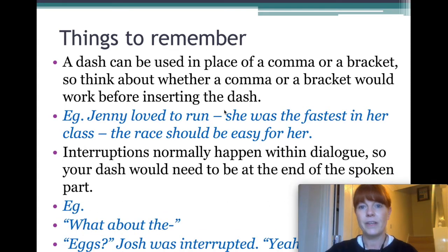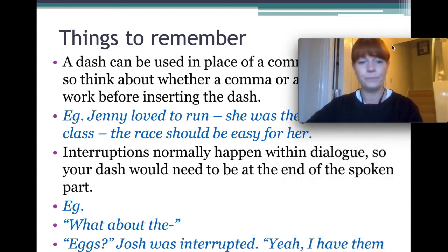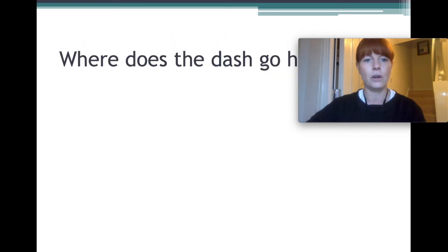Next example, an interruption. Interruptions normally happen within dialogue, so your dash would need to be at the end of the spoken part which is being interrupted. Okay, so example: "What about the—" So the person speaking here is about to say something else, but someone's interrupted and said the word for them, finishing the sentence for them. So eggs was the next word in the sentence, and to show that that's missing, we've put a dash at the end.